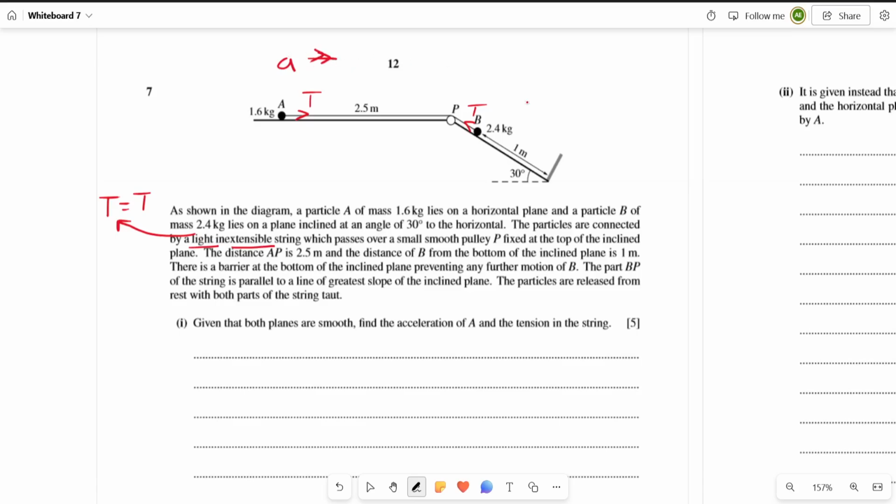So if A is accelerating to the right and B is accelerating down the plane, they will have the same magnitude. And also the displacements are going to be the same. If B moved 0.5 meters down, A will move 0.5 meters to the right.